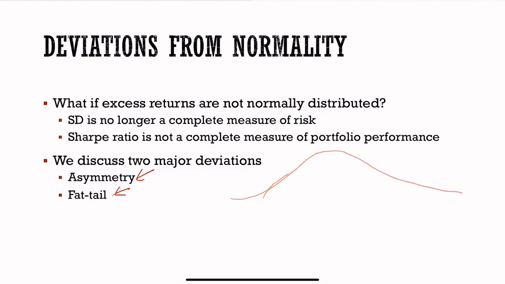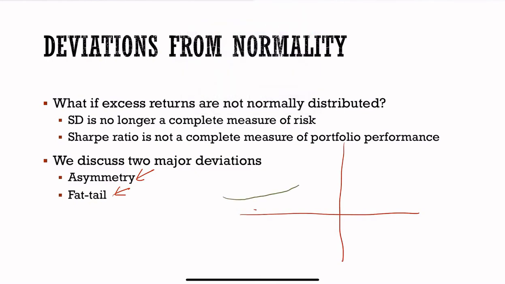But if you look at data, security returns actually look like this, right? So this is called left skewed. And you can see that it is asymmetric, right? It has a longer tail with negative returns.